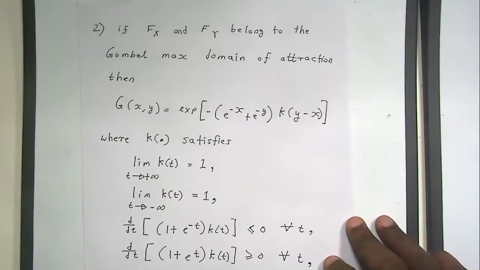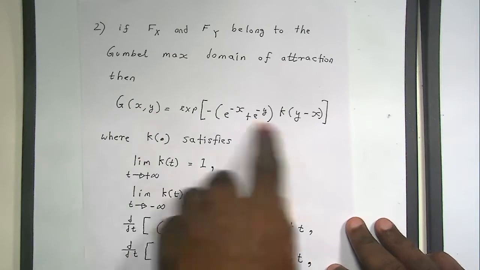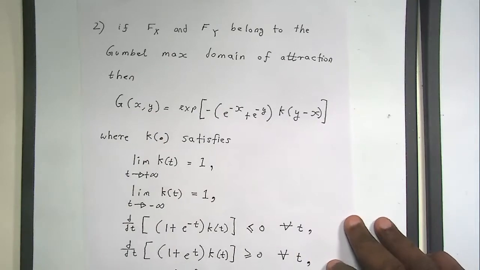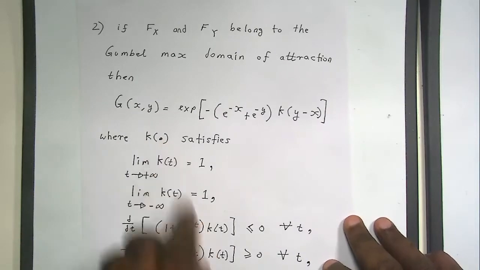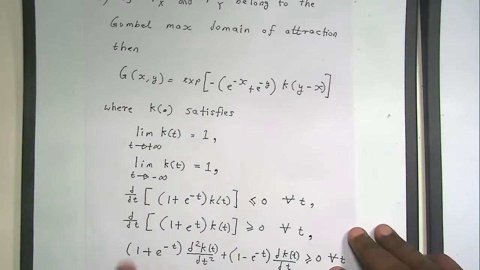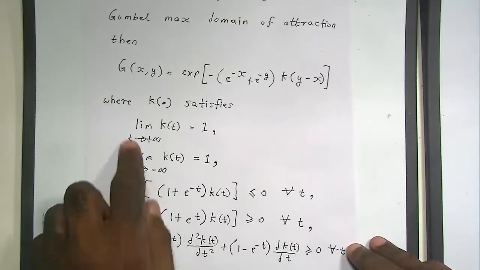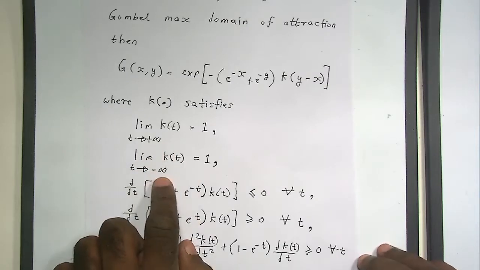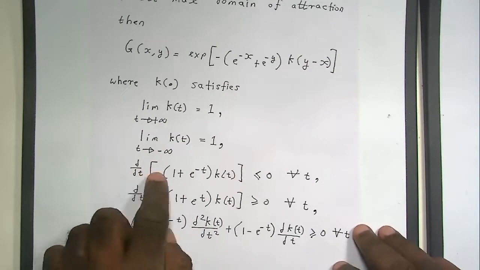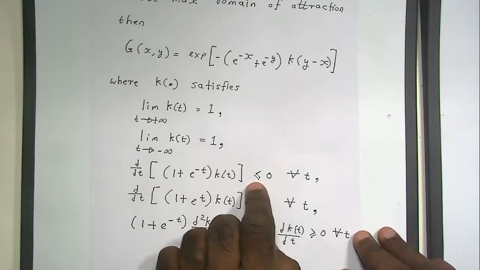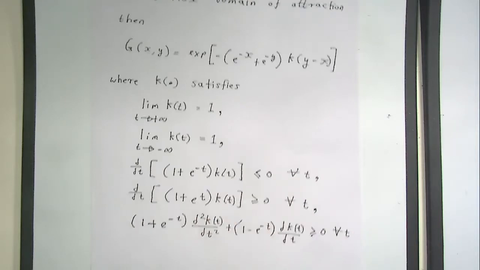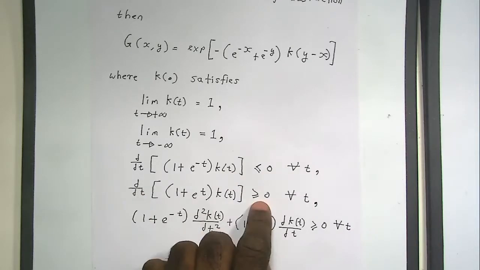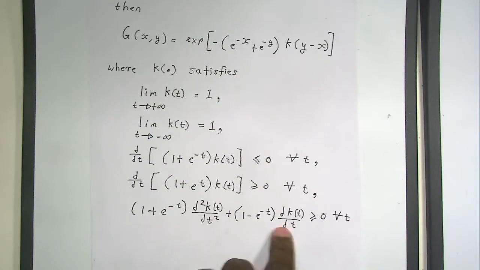If fX and fY belong to the Gumbel max domain of attraction, then G can also be expressed in this form, where K is a function on the real line that satisfies these 5 conditions. The limit as t goes to plus infinity is 1, as t goes to minus infinity is 1. This derivative is less than or equal to 0 for all t. This derivative is non-negative for all t. And this expression is non-negative for all t.